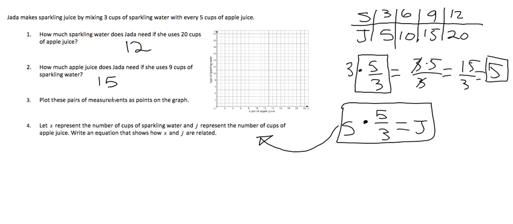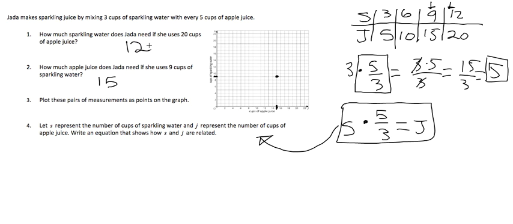Now, if we need to plot those points on the graph, we can just see them right here. So we have this one and this one as well. So cups of apple juice is, for the first one, we have 15, which is right here, and that is associated with 9 cups of sparkling water. So we match those up and we get a little point right here.